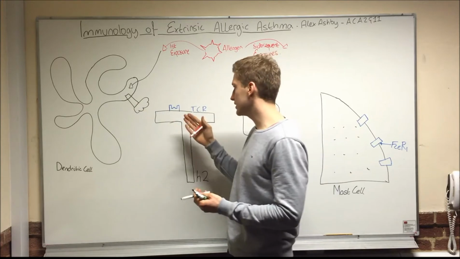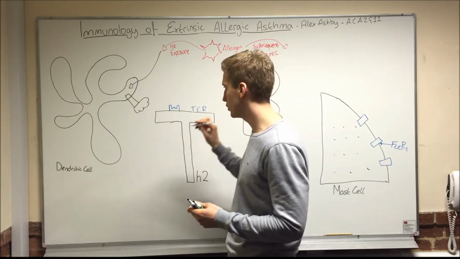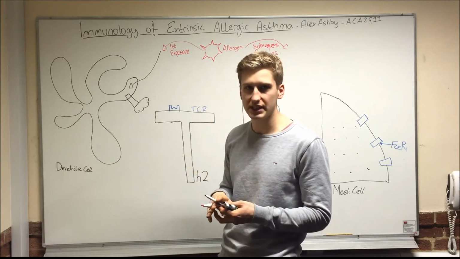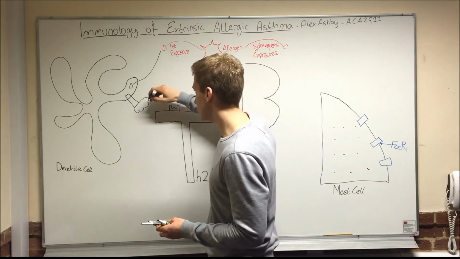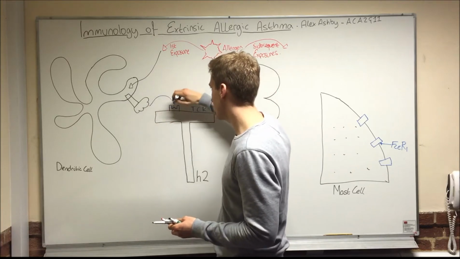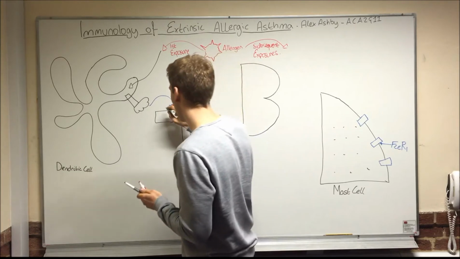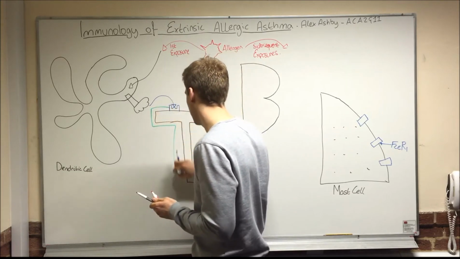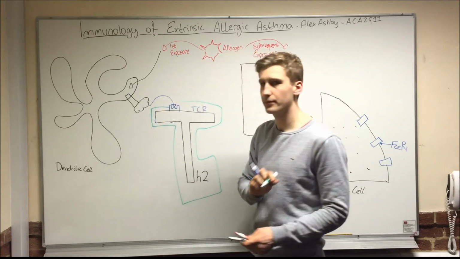Now, the next time this dendritic cell comes across a T helper 2 cell, this allergen bound to MHC2 will bind to the T cell receptor on the Th2 cell and cause activation of the Th2 cell. So let me draw this in now. The MHC2 allergen complex binds the T cell receptor and causes activation of the Th2 cell. Let's draw this like this. This is an activated Th2 cell.